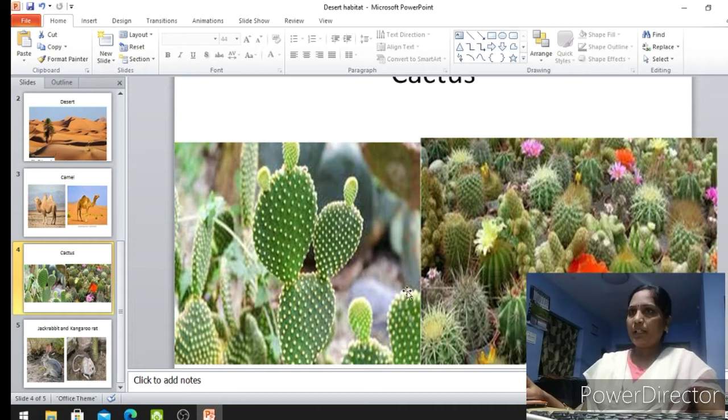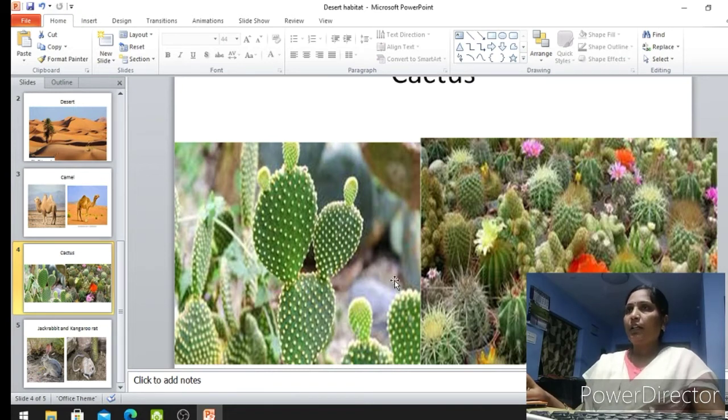And now we will see the plants, how the plants are able to live in desert areas and what type of adaptations plants show. The plants which live in the desert areas are mostly cactus plants. These are different cactus pictures. And here what you are seeing, the green colored part, it's looking like a leaf, but actually it's not a leaf. It's a stem part. The leaves are modified into spines. So these spines are their leaves.